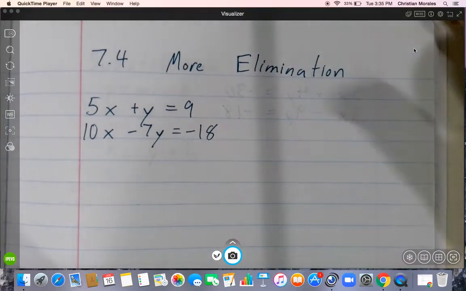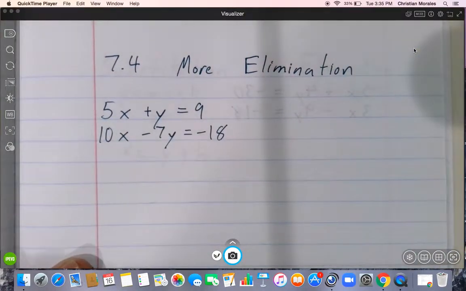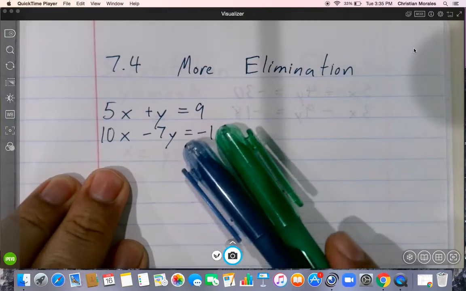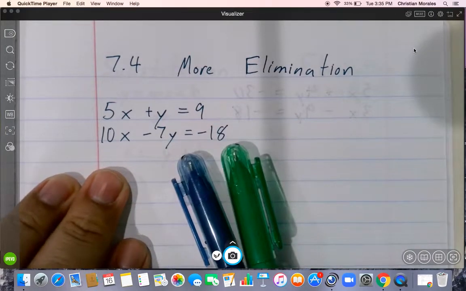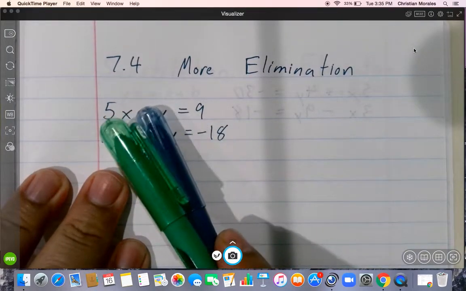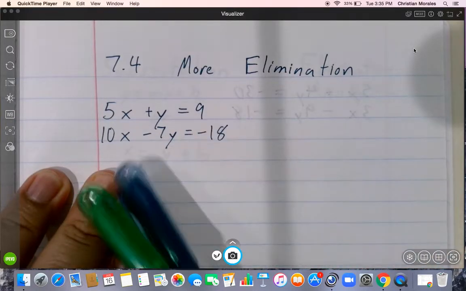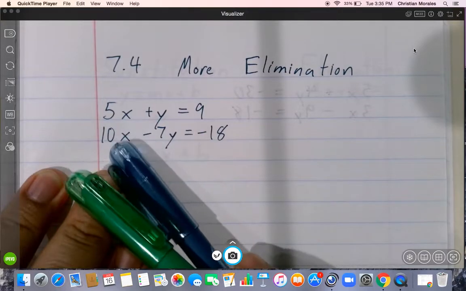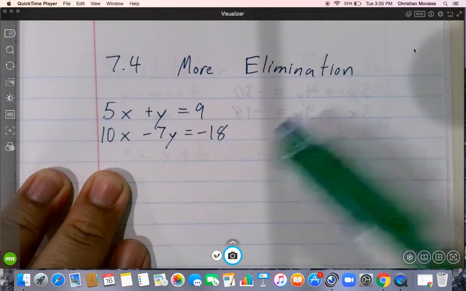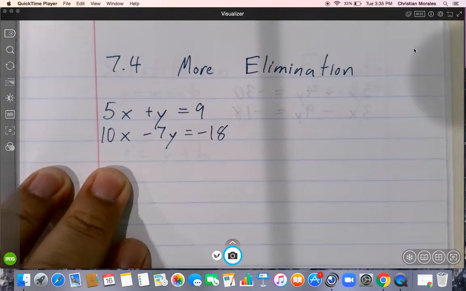Lesson on elimination. Now, sometimes it's not obvious what's going to eliminate. Because if I add them up, this becomes 15, this becomes -6. If I try to subtract, that's -5x, that's +8. So adding and subtracting doesn't work.